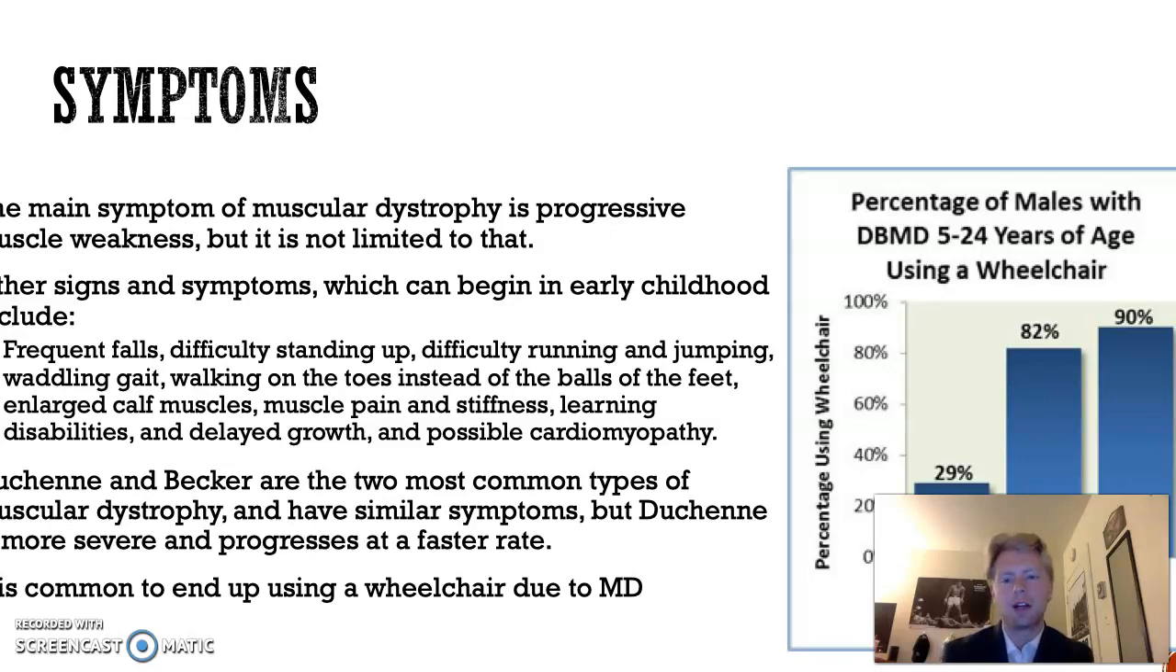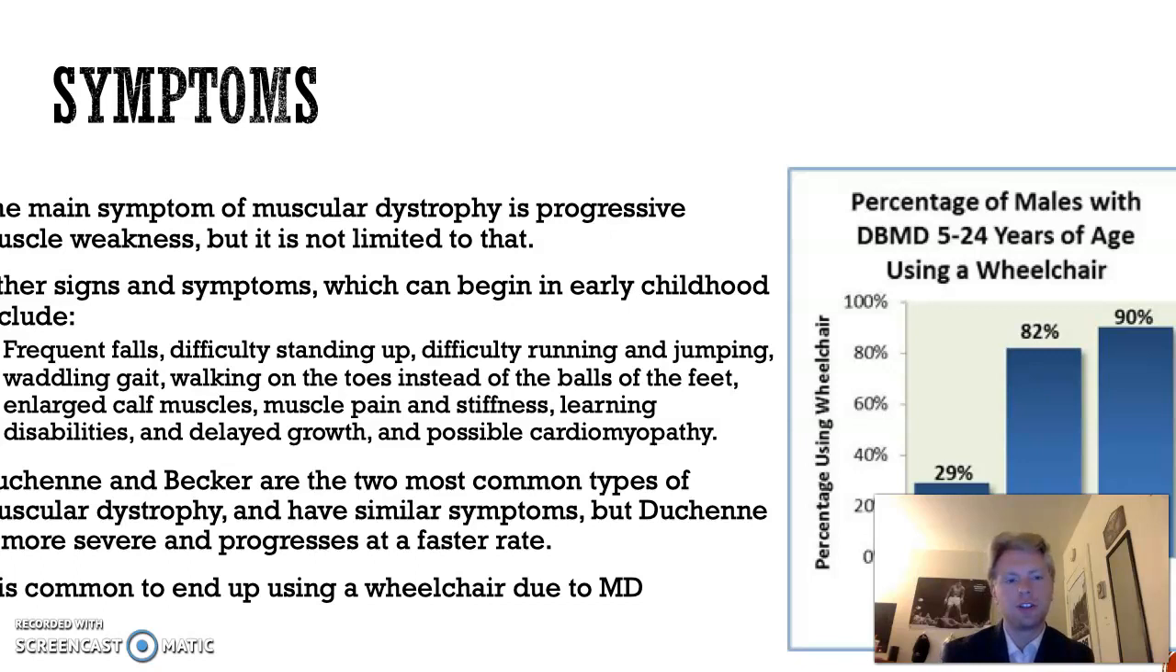So Duchenne and Becker are the two most common types of muscular dystrophy, and they have similar symptoms, but Duchenne is much more severe and progresses at a faster rate. They actually have the same muscle weakness and degeneration, but usually Duchenne is a little faster and more severe. It's also very common to be in a wheelchair by your teenage years when you have muscular dystrophy.